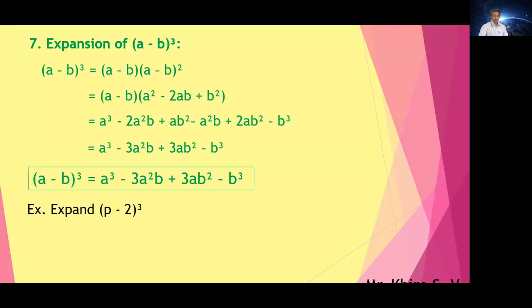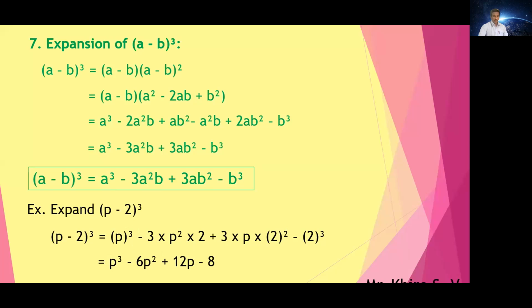Now, an example for this: expand (p minus 2) whole cube. By using the above identity, we have to expand (p minus 2) whole cube. (p minus 2) whole cube is equal to p whole cube minus 3 into p square into 2 plus 3 into p into 2 square minus 2 whole cube, by using the above formula.